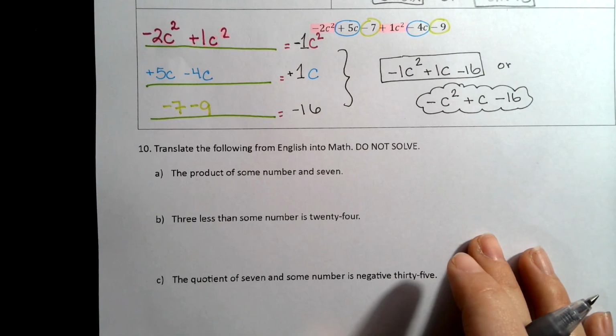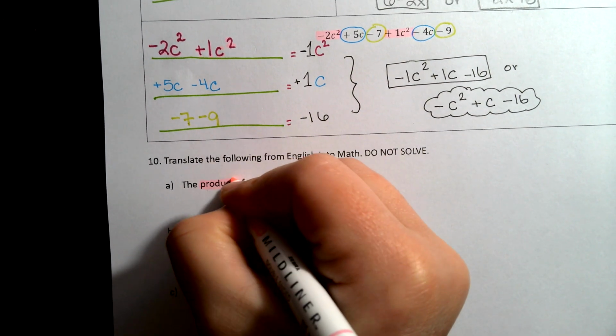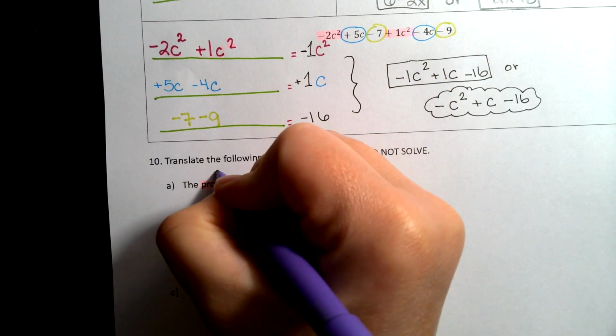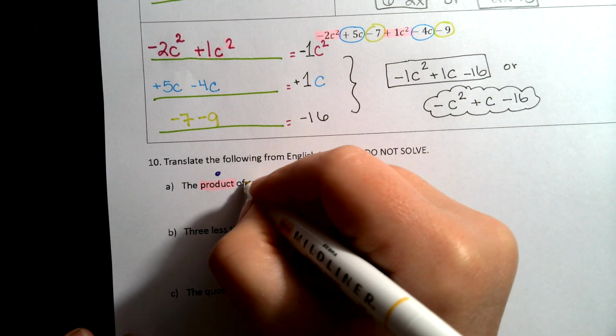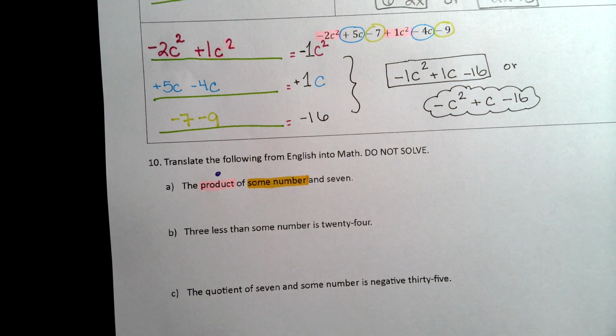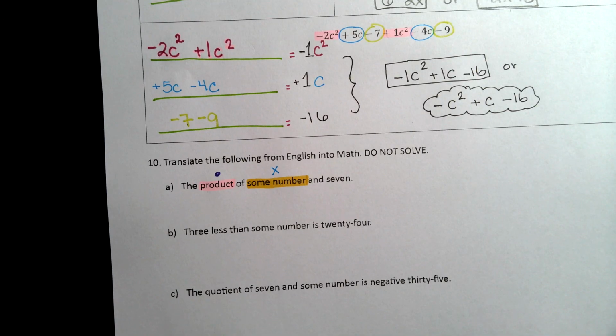Okay, let's move on to question number 10. In question number 10, we are translating. This was the last section that we did in chapter 1. So you can take out your key terms worksheet. The product, we talked about product meaning multiplication. Then we have things like some number. Some number is our variable, that's our letter. We usually choose X for some number. And 7. 7, again, is just a number 7.